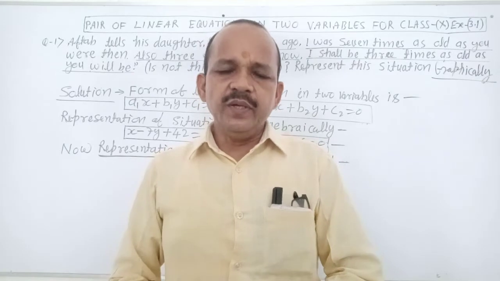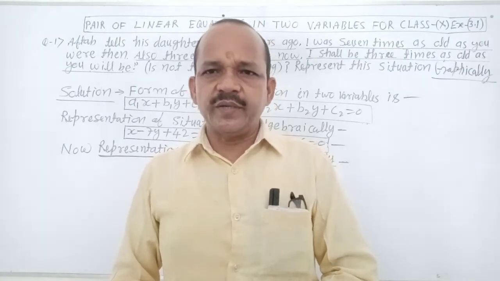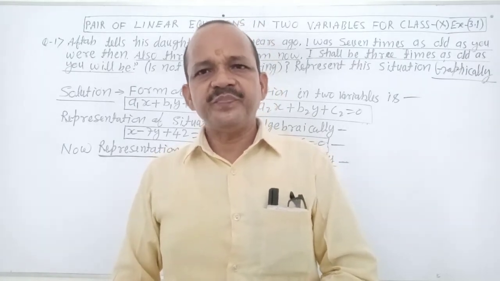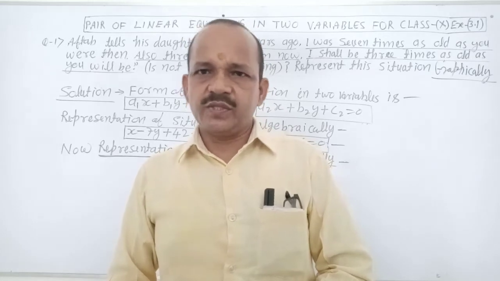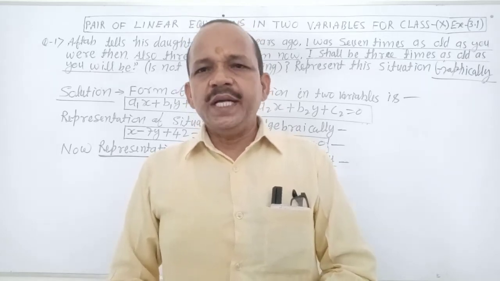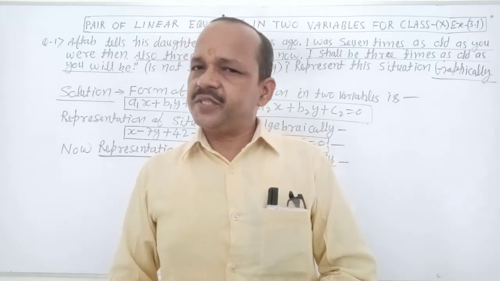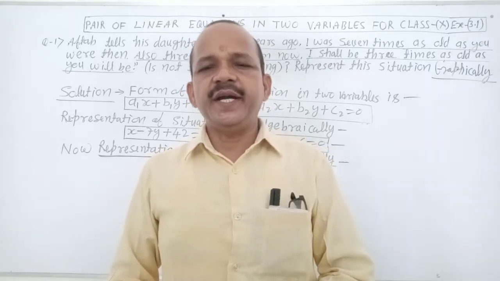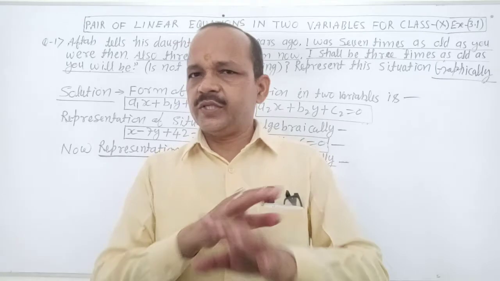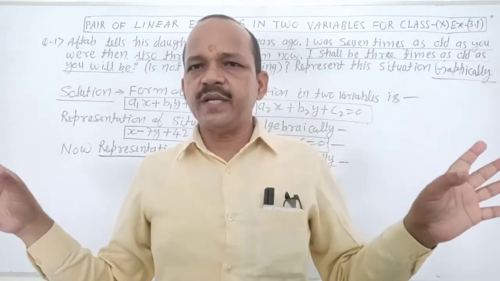If a1 by a2 equal to b1 by b2 equal to c1 by c2, then it shows coincident lines, consistent dependent system and infinitely many solutions. It is clear? No confusion about it?